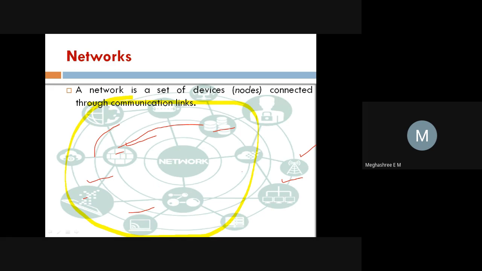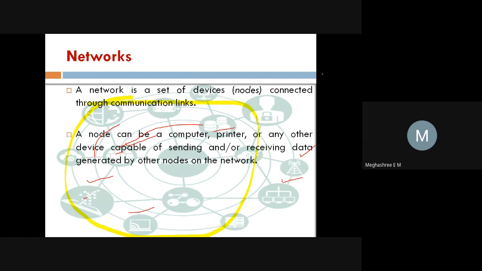See, I'm connected to your device, yes or no? I'm connected to all 51 students in this class. So how? I act as a device, or I can act as a node. You can act as a node or a device. I established a link with you so that I can communicate, right? So all this together we call it a network.